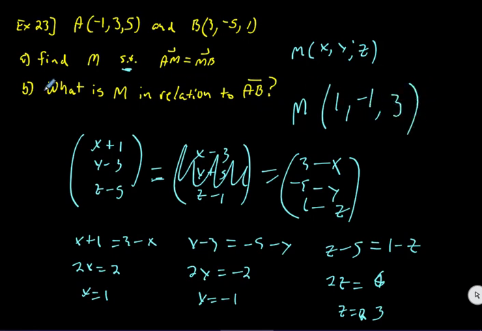And if you didn't notice, the last one says, what is M in relation to AB? Well, if AM is equal to MB, this guy right here, M, is a midpoint. And there you go.